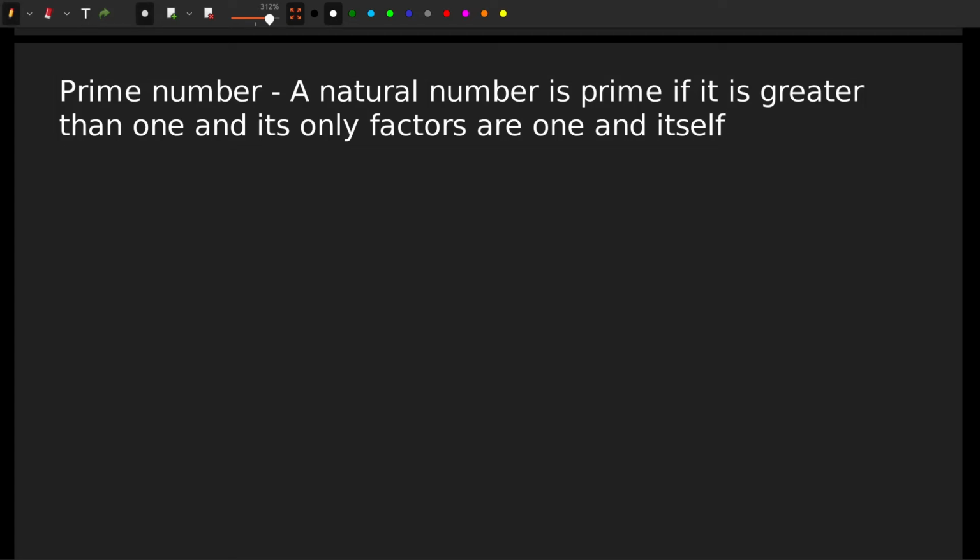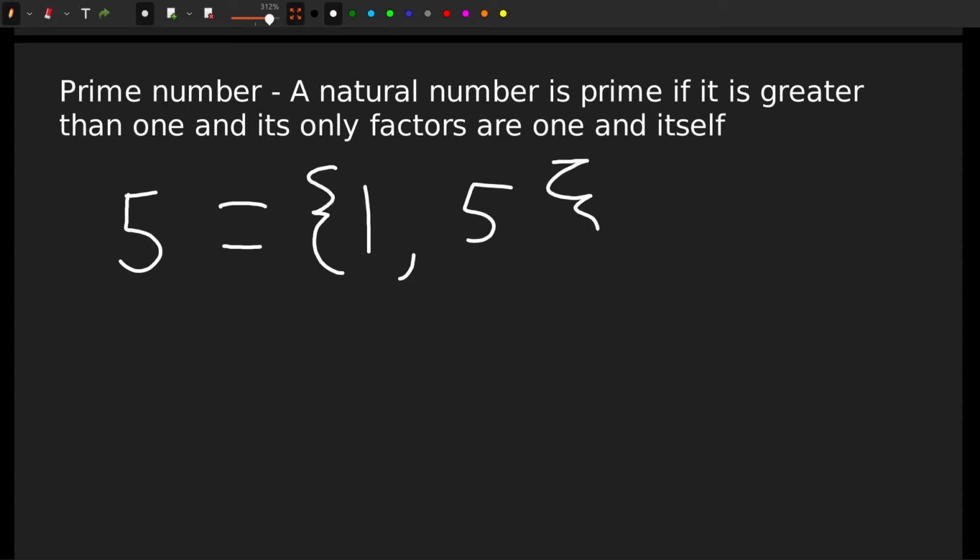So, let's think of an example of this. Let's think of 5. If we look at the number 5, the factors of 5 are 1 and 5. Okay, that's the entire factor set. We don't have any other two natural numbers that when multiplied together get us to 5. So it's just 1 times 5. In that case, 5 is considered prime.